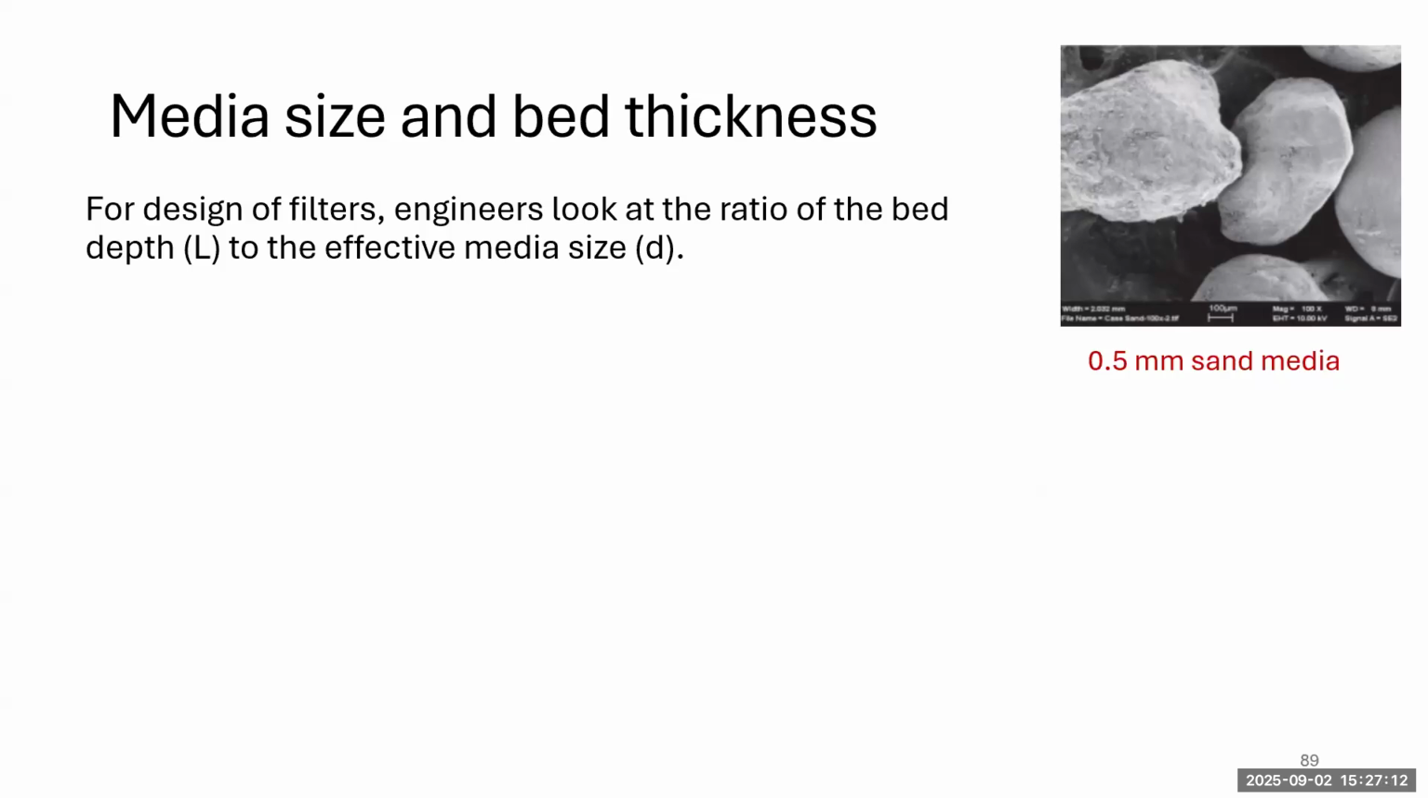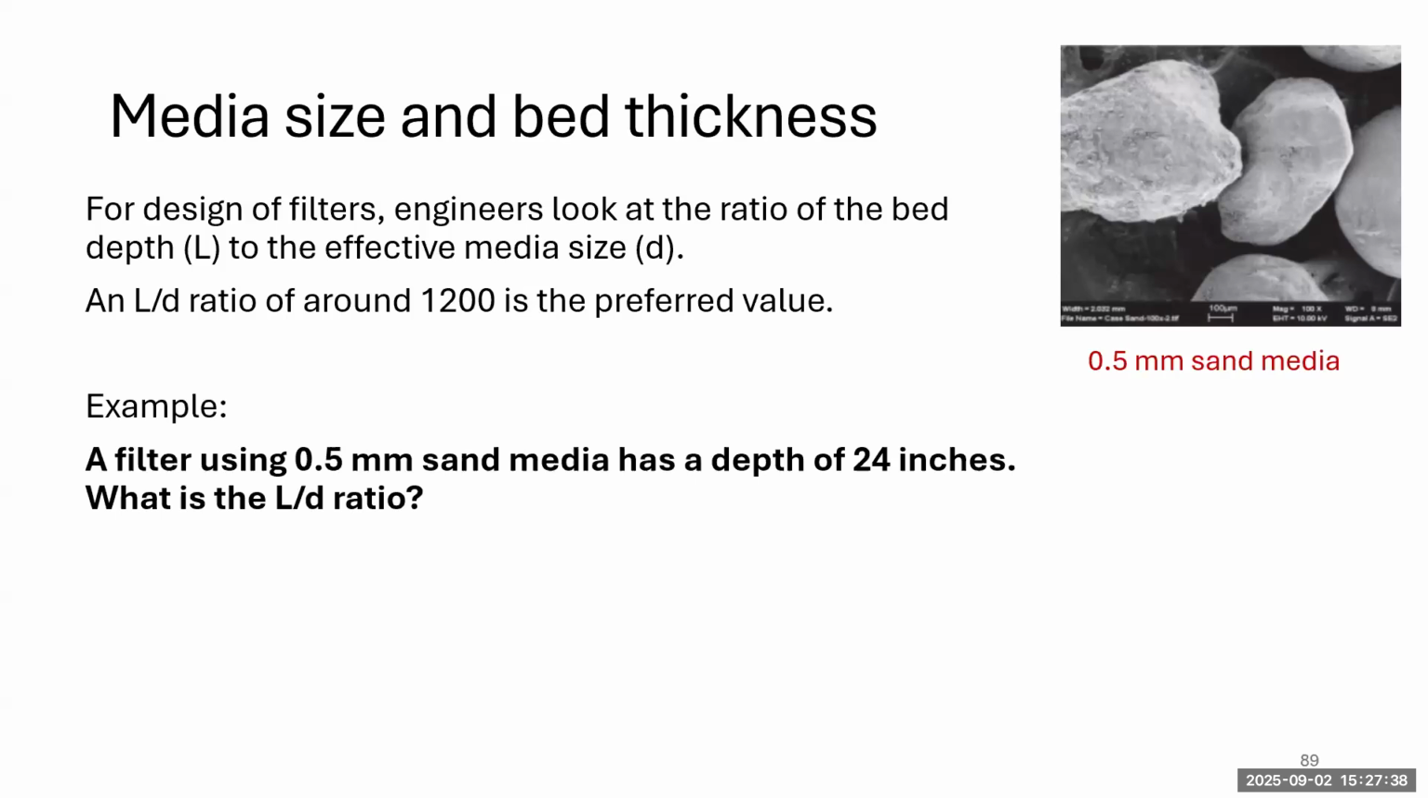And the bed depth is how deep the bed is. And we're looking for a ratio between the bed depth and the media size of around 1200, give or take. That seems to give the best performance in general. Sometimes you can get away with less, with very proprietary media and certain pre-treatment, and sometimes you might need more, but this is the general value we're looking at. I'm going to give you an example of this looking at the L/D ratio for a filter that's using 0.5 millimeter sand and has a depth of 24 inches, 2 feet.